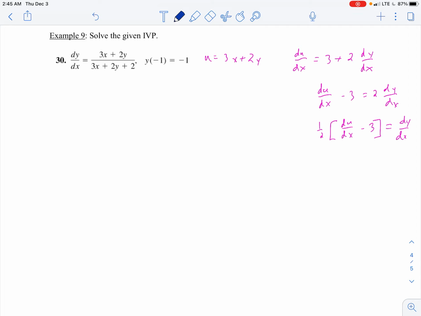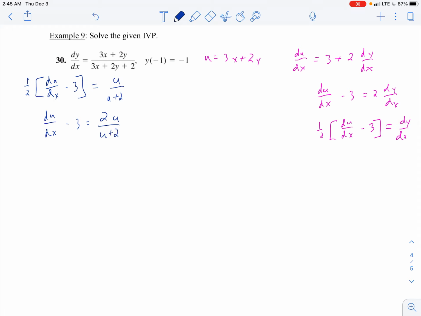So on the left-hand side, when we say dy over dx, we're now going to say 1/2 du over dx minus 3 is equal to, now we have u over u plus 2, which looks a lot better. Now we want to get du over dx on the left hand side, some form of that, but we really can't because of that minus 3. So what we're going to do is get rid of this 1/2 on the outside first by multiplying both sides by 2. So I get du over dx minus 3 is equal to 2u over u plus 2.